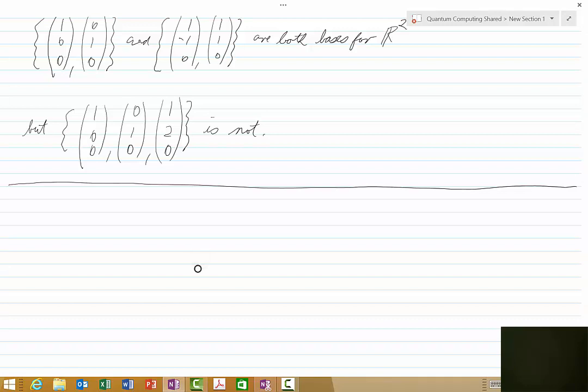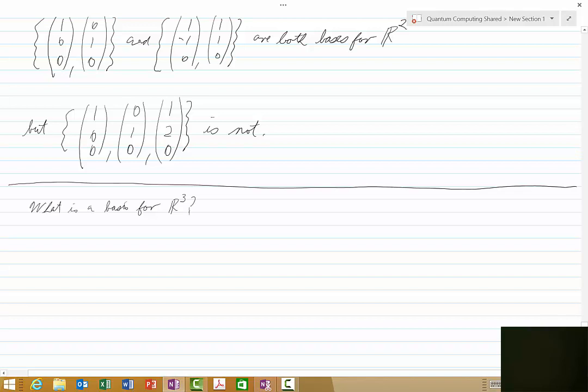Let's maybe ask, what is a basis for R3? Now we've already noticed from the example right here that the basis for a subspace is not unique.